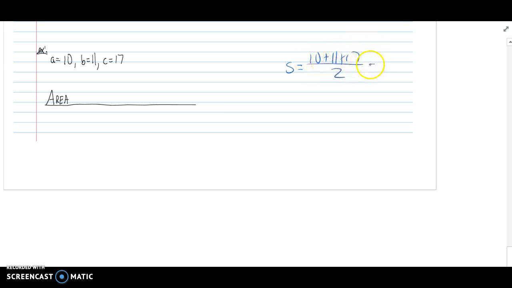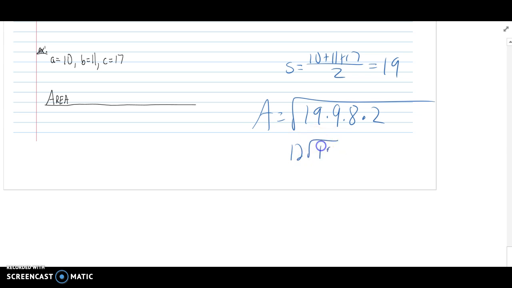Add those together, 21, 38, so it's 19. And then the area is the square root of 19 times 19 minus 10, 19 minus 11, 19 minus 17. Multiply all of them and take their square roots, and you get a final area of, you simplify that, 12 root 19, and that is about 52.31 units squared.